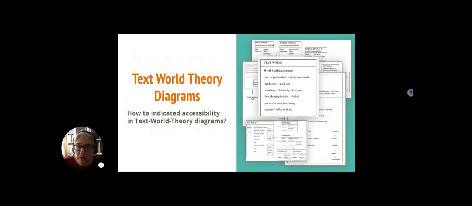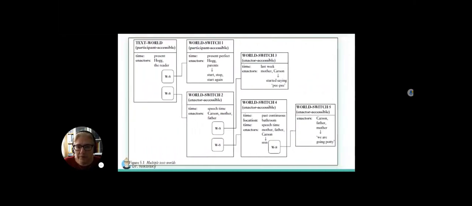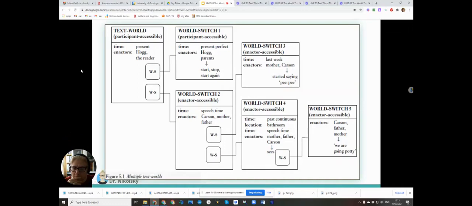Let us look now at how to indicate accessibility in text world diagrams. There's actually not much innovation here in terms of the diagram. It is the same world switches of which we learned earlier, only that Gavin marks here the accessibility. So let's just have a quick look here. As you can see here on the left, the text world with the time, the present, the enactors, which is Hogg and the reader. And right away, we see the world switches.